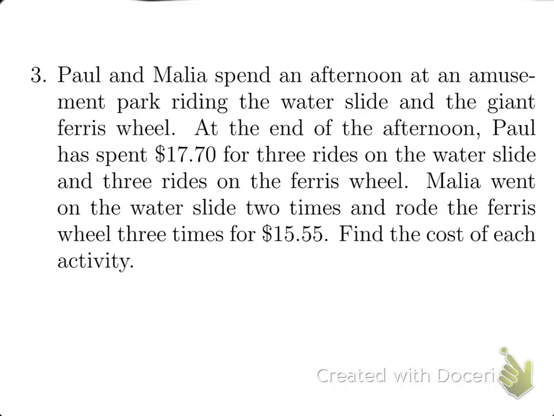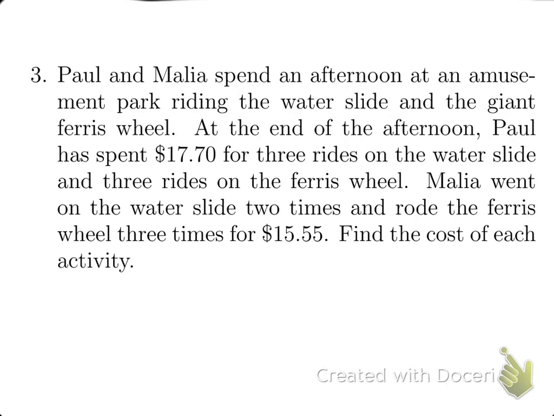Alright, here is a problem about systems of equations with two variables. Paul and Malia spent an afternoon at an amusement park riding the water slide and the giant Ferris wheel. At the end of the afternoon, Paul has spent $17.70 for 3 rides on the water slide and 3 rides on the Ferris wheel. Malia went on the water slide 2 times and rode the Ferris wheel 3 times for $15.55. Find the cost of each activity.